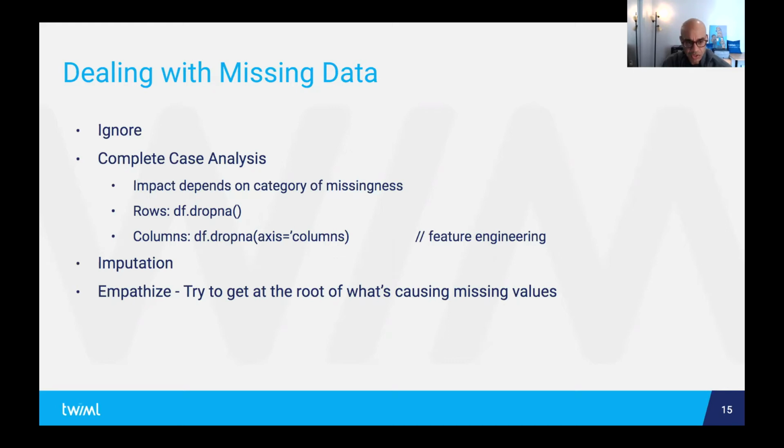They also mention columnar complete case analysis and using dropna on the columns axis. But they do make the point that once you start to drop entire columns, you're kind of getting into feature engineering territory.